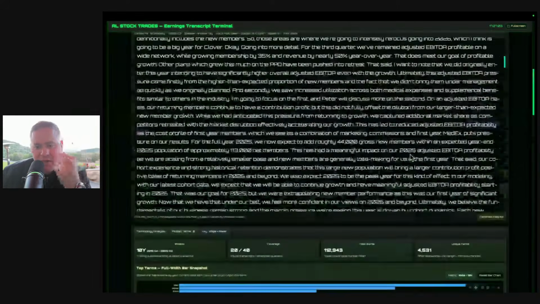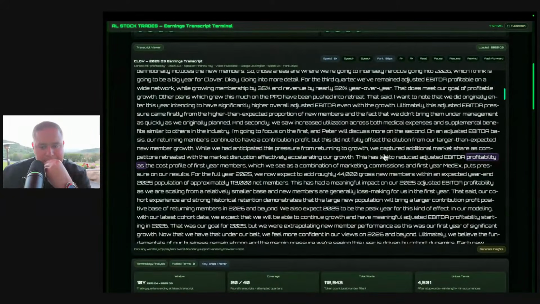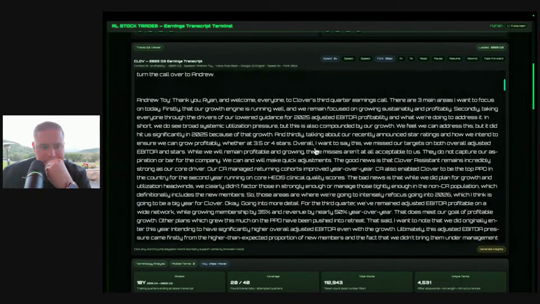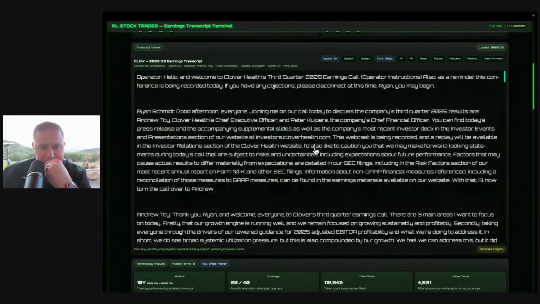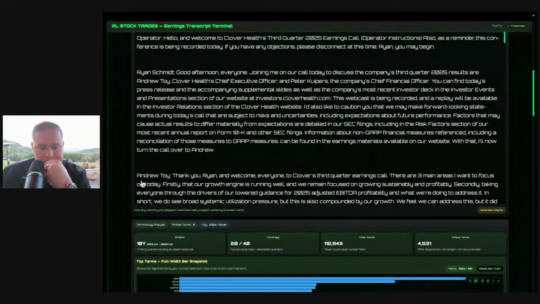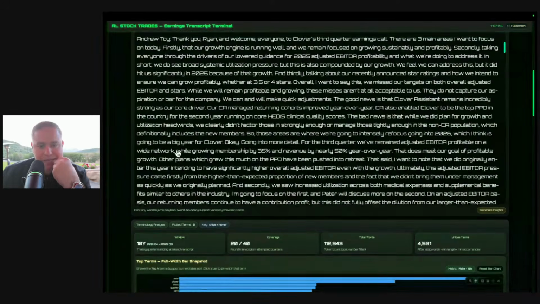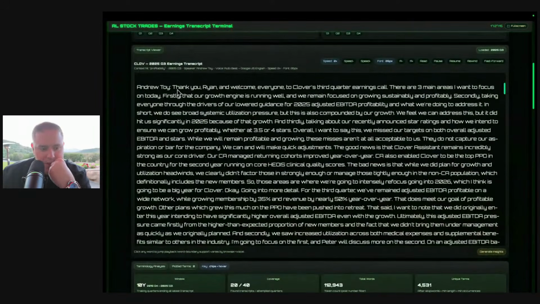Yeah, I like this. So let's go up here to find that exact area, and let's just kind of read what Andrew has to say here, and just go from there.